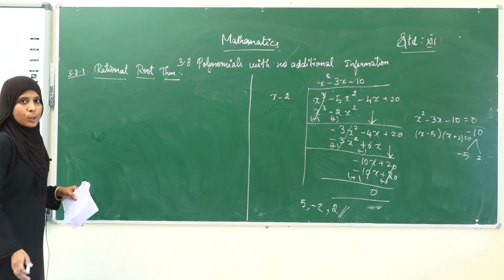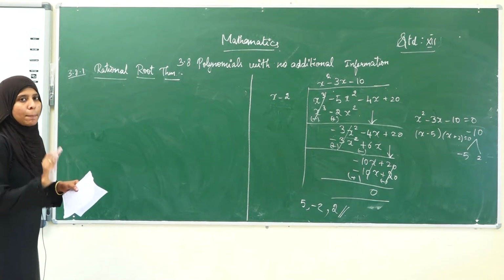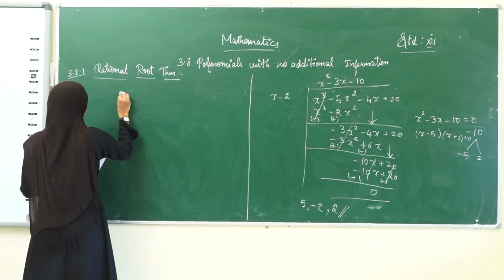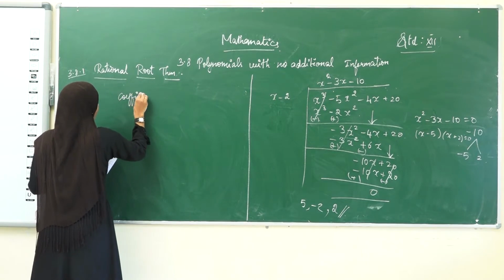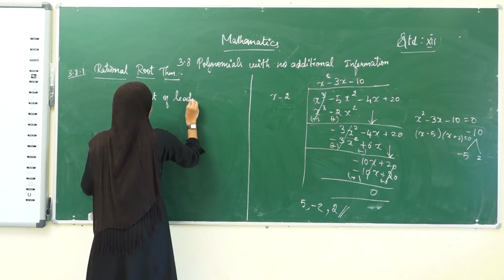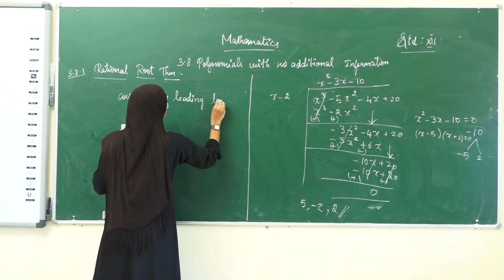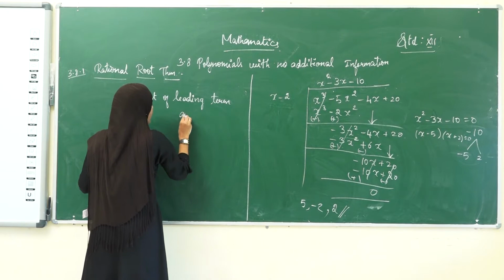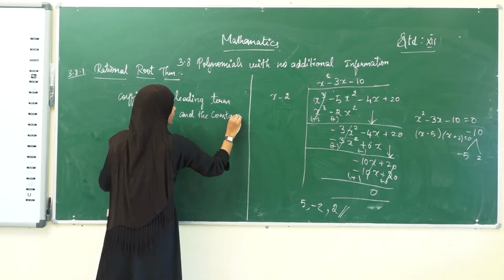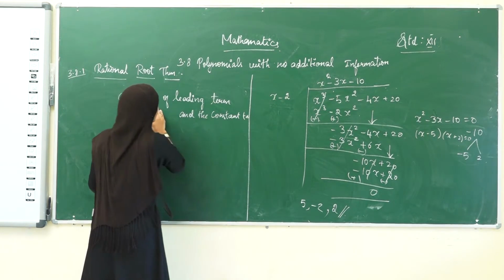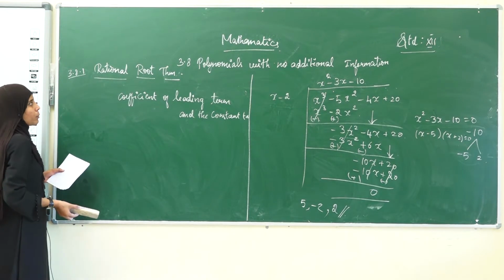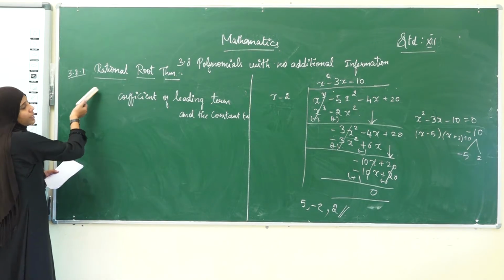So what is the rational root theorem? How are they doing this? The important thing in this rational root theorem is the leading coefficient, that is the coefficient of the leading term, and the constant term of the given polynomial equation. Okay, with these two alone, we are going to find the root of the given polynomial equation. This is called the rational root theorem.